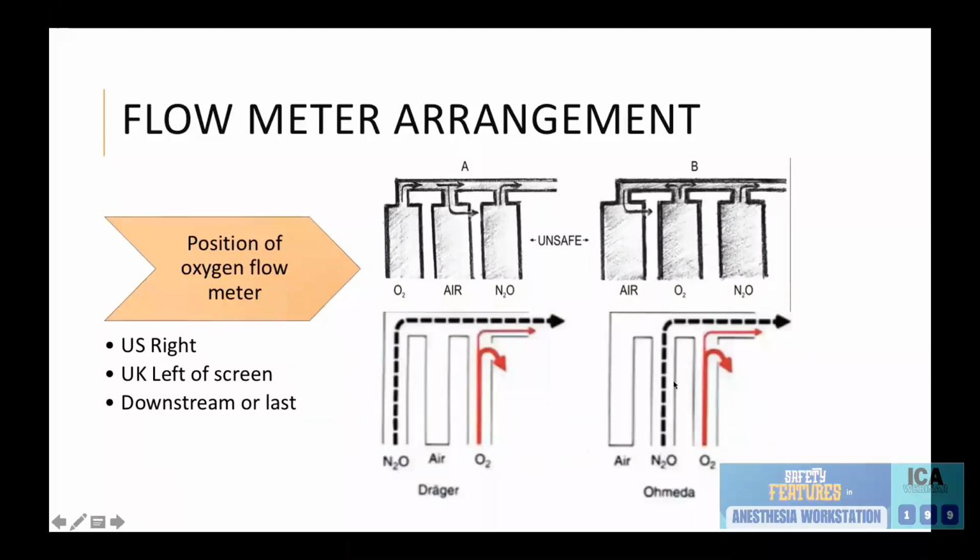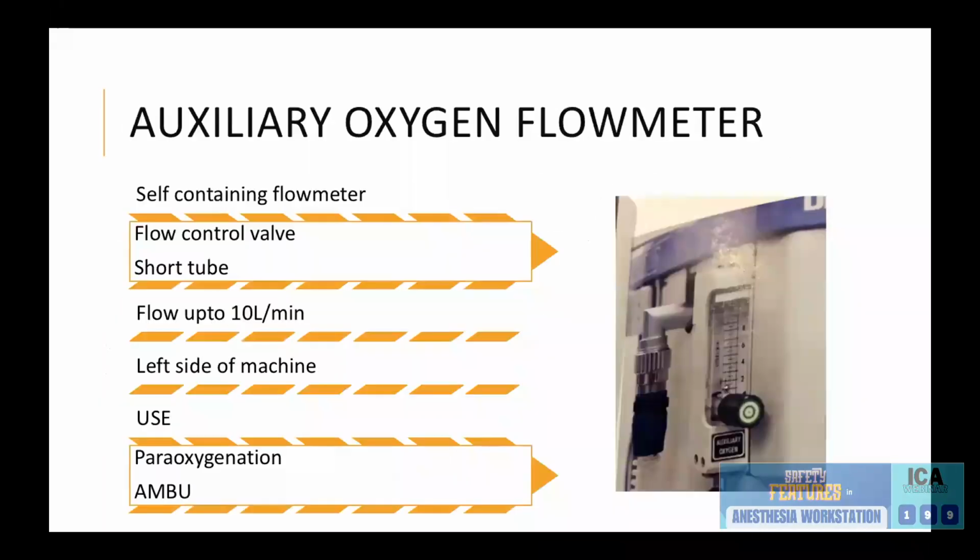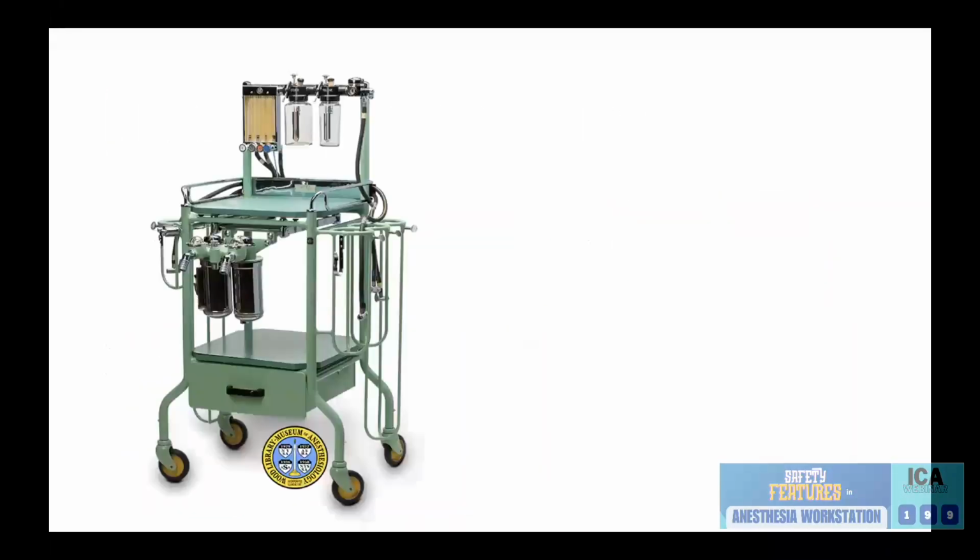So the ultimate safety feature is what? It is the oxygen analyzer at the common gas outlet, which tells you how much oxygen you are giving, right? The auxiliary oxygen flow meter, Dr. Shikha has already told about. One important point, it can be used for pre-oxygenation. It can be used to connect an Ambu. It is usually present on the left side of the machine.